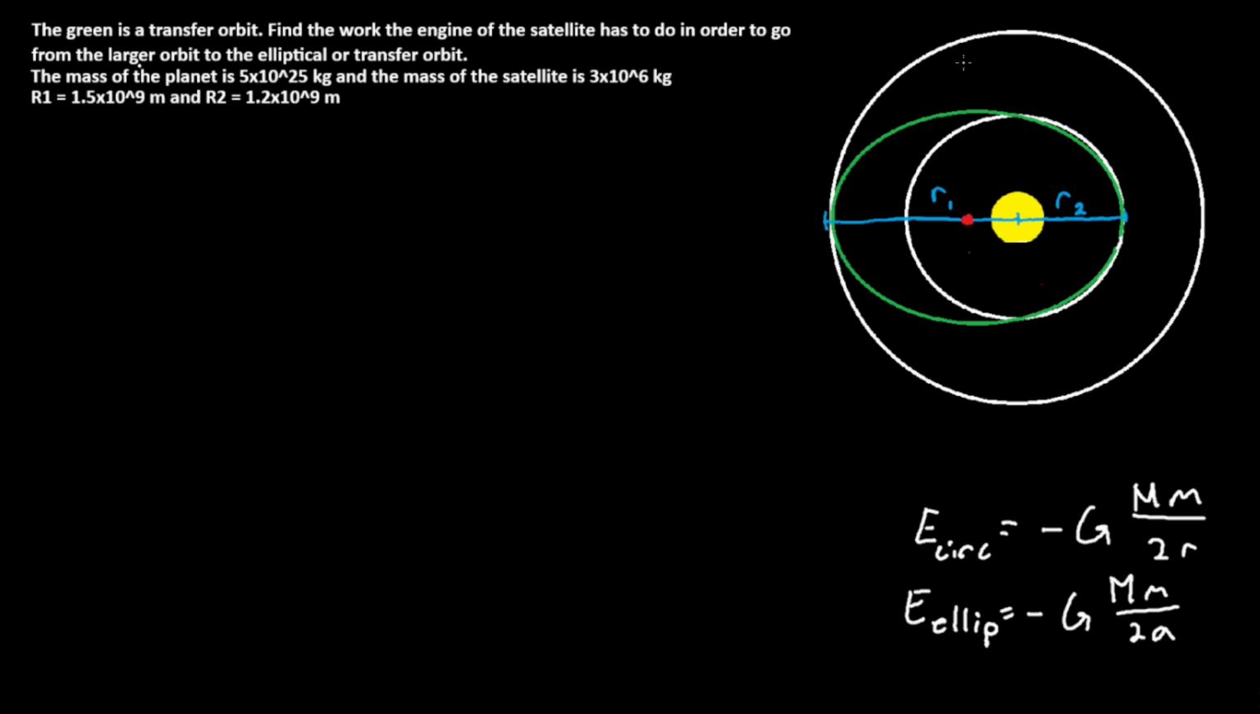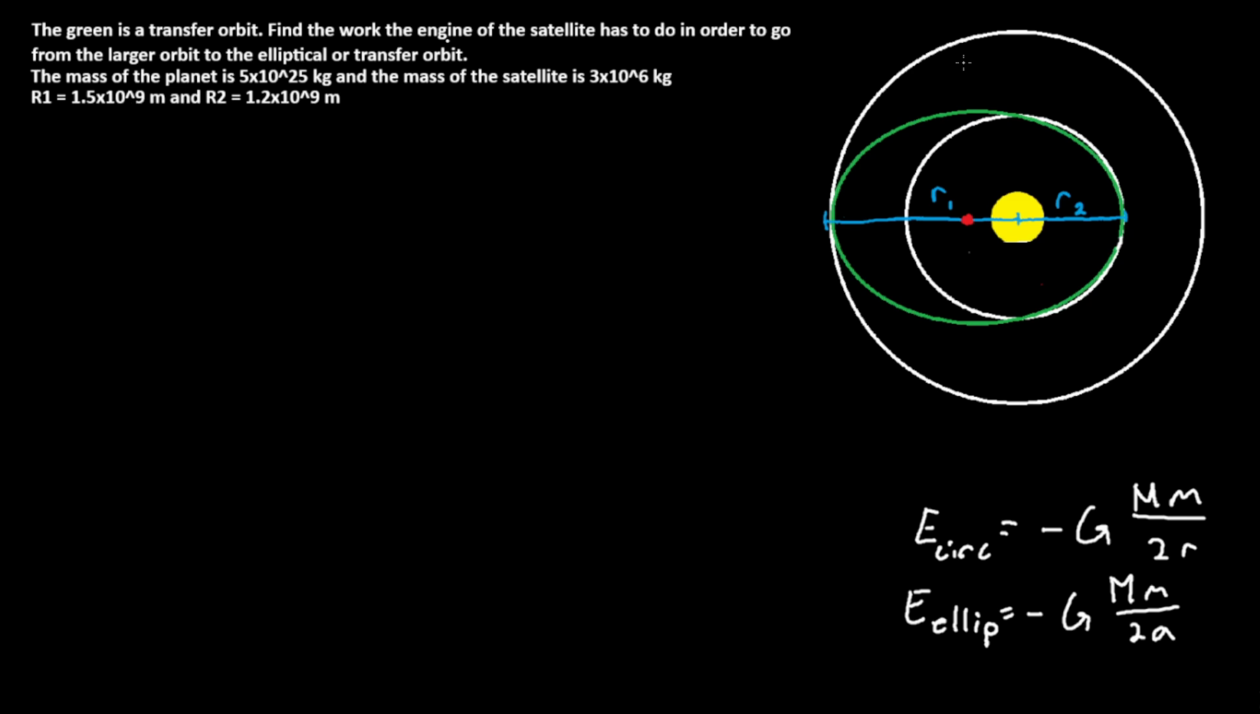Now, let's go ahead and do this problem. You have a green transfer orbit, which is this elliptical one. Find the work the engine of the satellite has to do in order to go from the larger orbit, the larger white ring, to the elliptical or transfer orbit. The reason it's called a transfer orbit is because satellites in real life go from a circular orbit to an elliptical orbit to get to this smaller orbit, this inner white circle here. So they have an orbit in between to, I guess, put less work on their engines or something. Doesn't matter. Okay, let's just solve the problem.